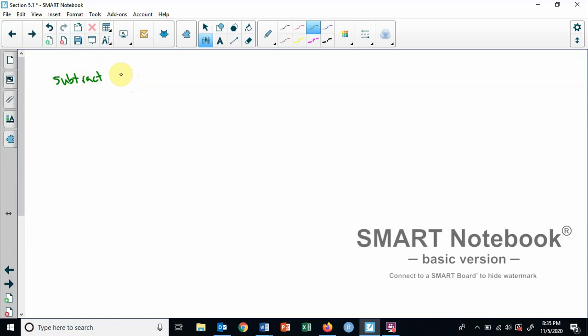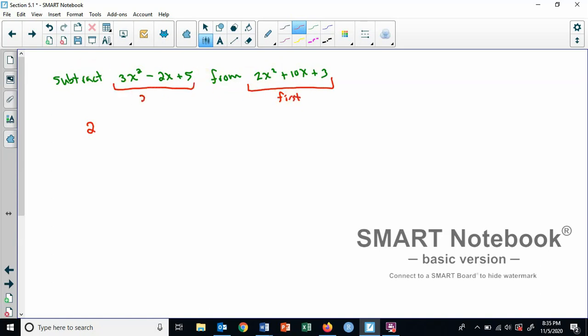Ooh, I have a really confusing one here, which they've taken off the test now. They don't put this one. Let me come up with a different one. Subtract 3x squared minus 2x plus 5 from 2x squared plus 10x plus 3. And they do this to confuse you, because remember, subtract this from this. They're trying to give it to you in the backwards order. This is the actual first one when they use subtract from, and this is the second one.